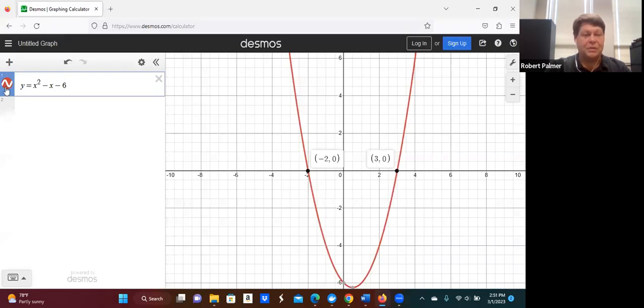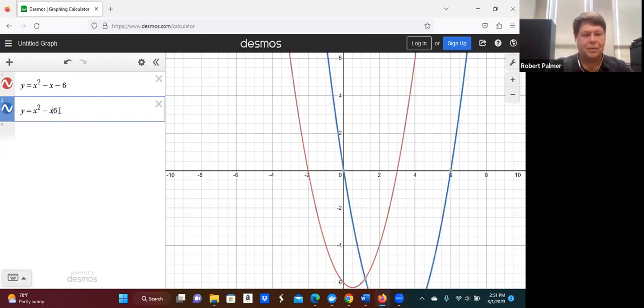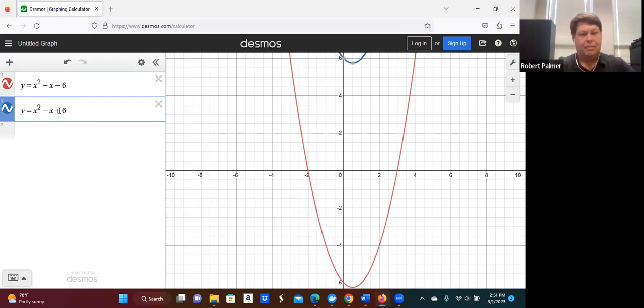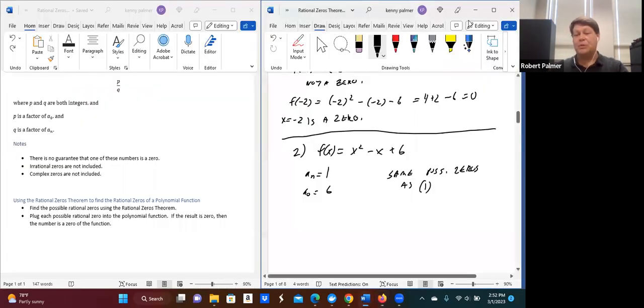Okay. So let me just copy this, and paste it, and just make this a plus. Yeah. Okay. That's what I wanted to see. So notice this one is entirely above the x-axis. So what that means is there are no real x-intercepts. So this one actually has no rational zeros.